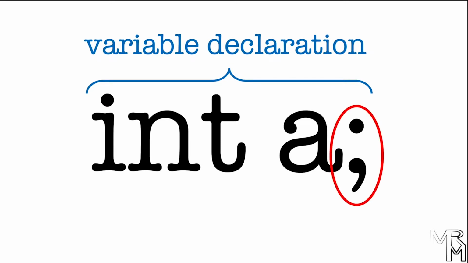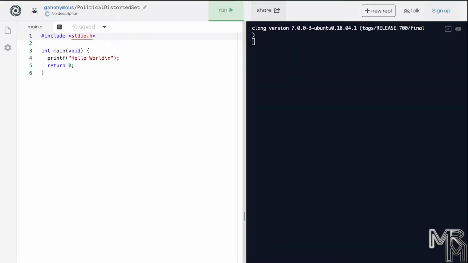Some of you might have noticed the semicolon in the Hello World program that we used in the previous video. This semicolon is used to separate instructions. In our case, variable declaration is a single instruction and it must be separated from other instructions. Not all programming languages use a semicolon to separate instructions, also known as expressions, but the C language does. Now let's get to actual programming.